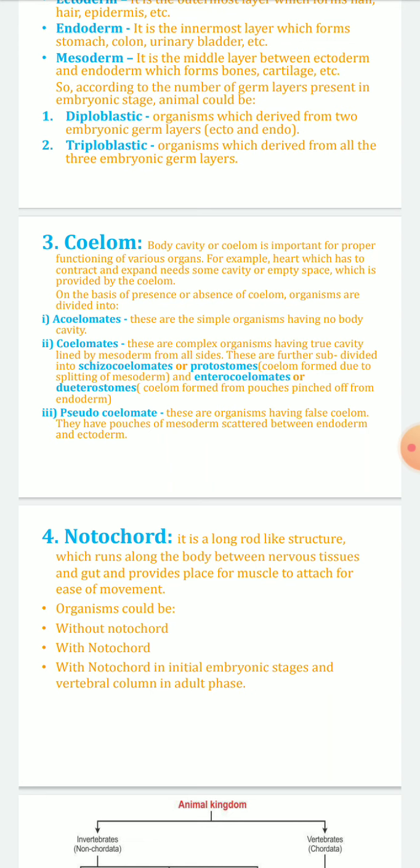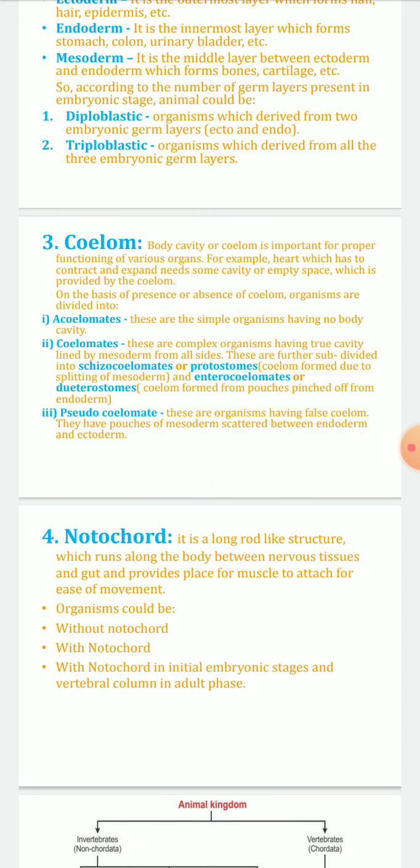These are further subdivided into schizocoelomates or protostomes, coelom formed due to splitting of mesoderm, and enterocoelomates or deuterostomes, coelom formed from pouches pinched off from endoderm. And pseudocoelomates are organisms having false coelom, and they have pouches of mesoderm scattered between endoderm and ectoderm.